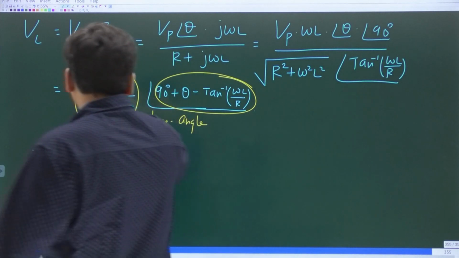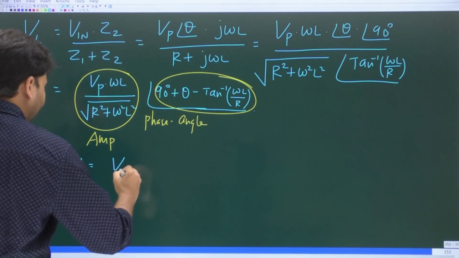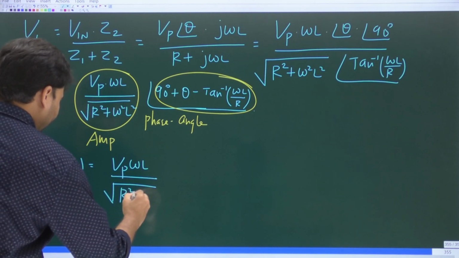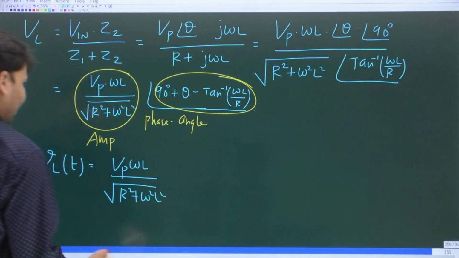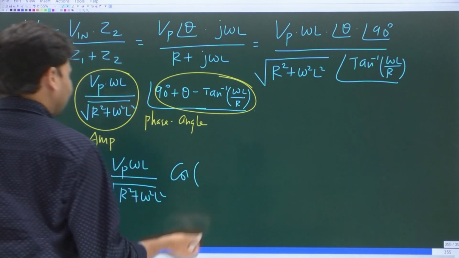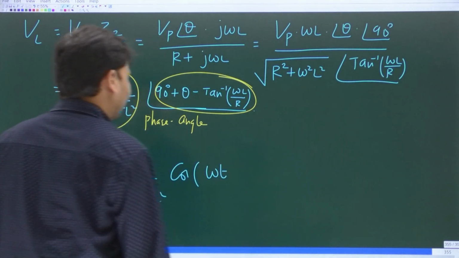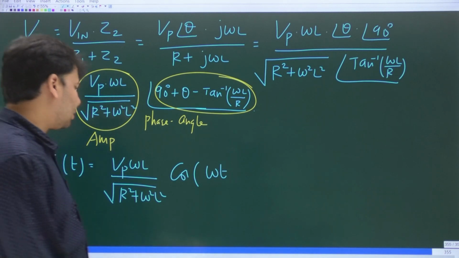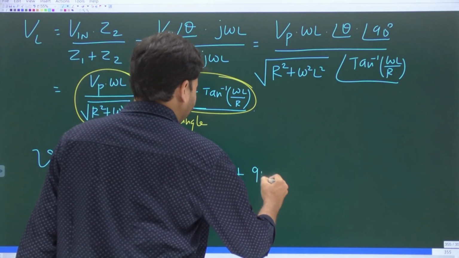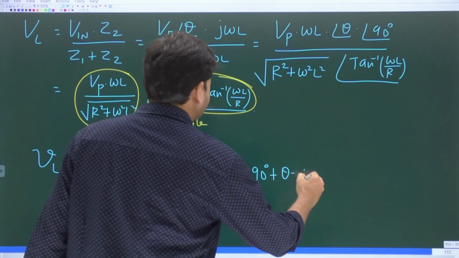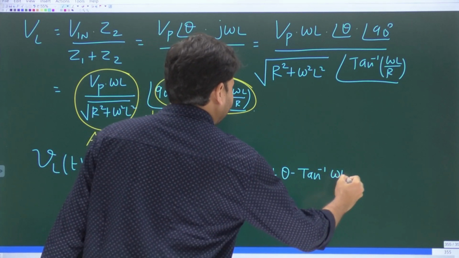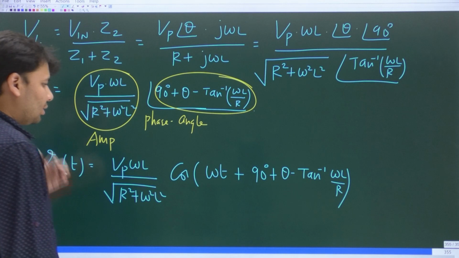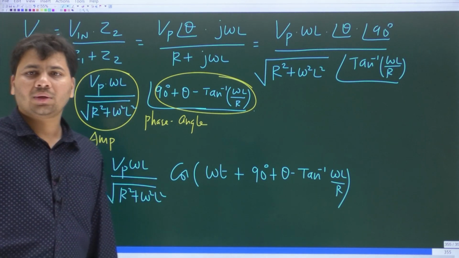Okay, so what is the amplitude? This entire thing is the amplitude, which is Vp omega L divided by square root of R square plus omega square L square, times cos of, first you have to write omega t, and then you add the complete phase angle to this omega t. So cos of omega t plus 90 degrees plus theta minus tan inverse omega L by R. Okay, this is the thing. I hope it is clear.